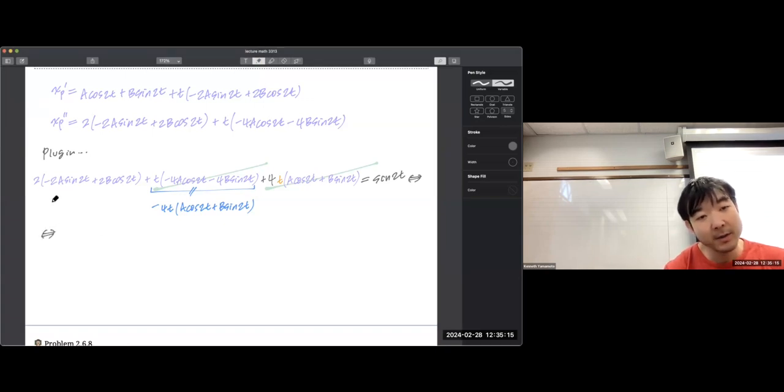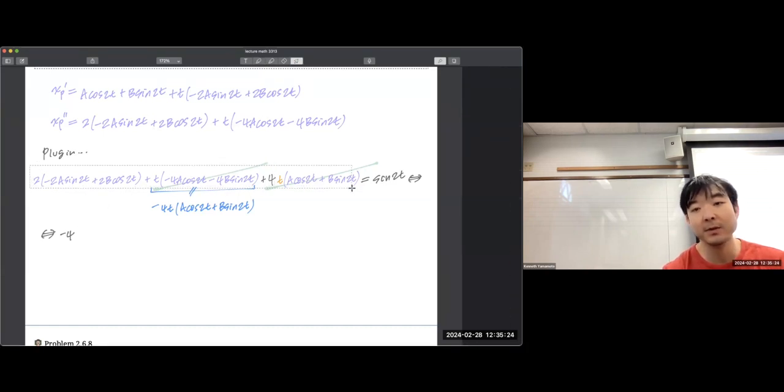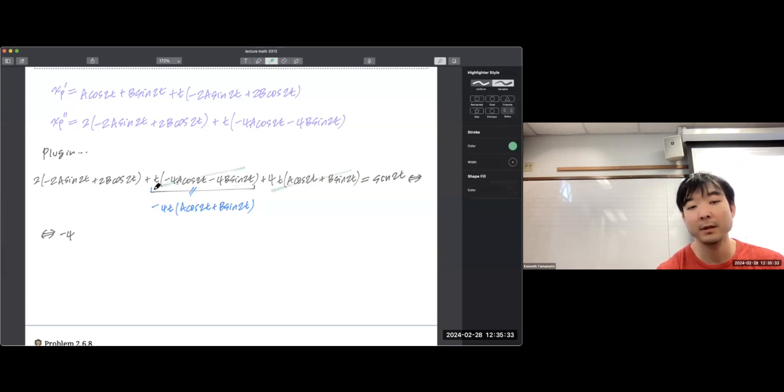Just distributing it out, it'll be negative 4 times... maybe it was really hard to see if it's purple, so I'll just make it all black. But I'll make these still green. So you can see that after you distribute, this is negative 4 all this. This is positive 4 all that, so they're going to cancel. So this one is negative 4a sine of 2t. Then you distribute this, it'll be plus 4b cosine of 2t is equal to sine of 2t.